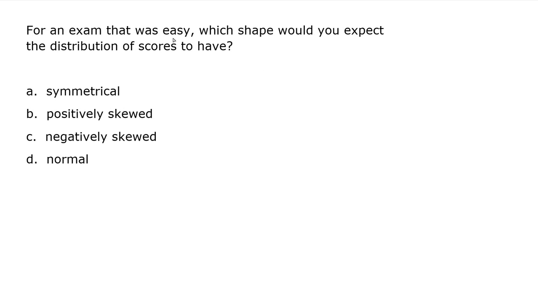For an exam that was easy, which shape would you expect the distribution of scores to have? Would it be symmetrical? Would it be positively skewed, negatively skewed, or normal? Now, if the exam is going to be easy, that means that you would expect lots of high scores. In fact, maybe almost all would be high scores, or even all of them would be high scores.